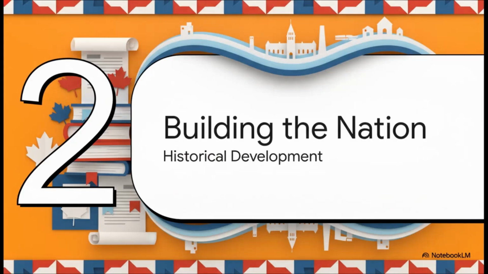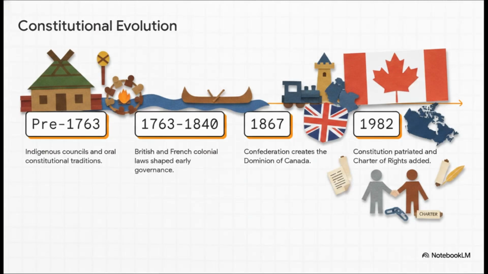Moving on to Section 2, building the nation. Think of this as coding the operating system. You see, Canada's rulebook definitely wasn't written overnight. Long before European settlement, Indigenous nations already had highly sophisticated systems of governance. We're talking complex decision-making councils and rich oral constitutional traditions.